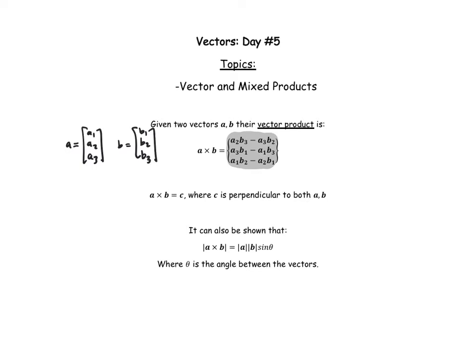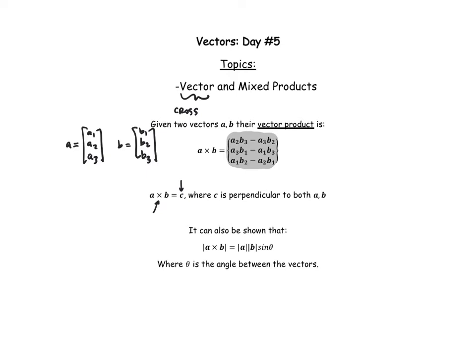The vector product A cross B, this is also referred to as the cross product. So the vector product can be referred to as the cross product. It results in a new vector C, where C is perpendicular to both A and B. I'll explain a little bit more about that in the coming slides.